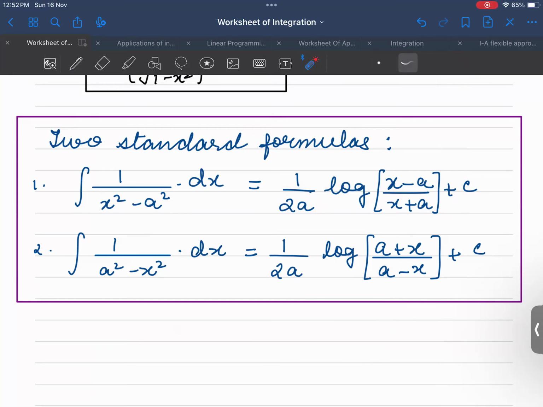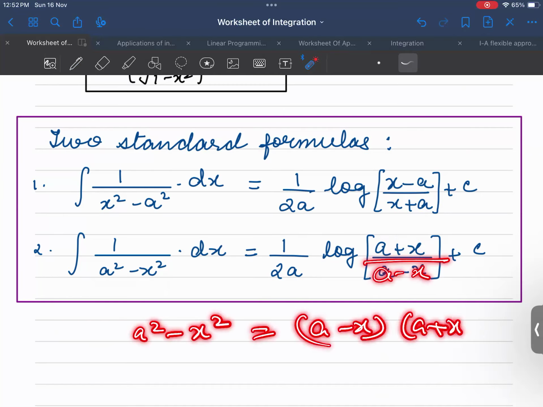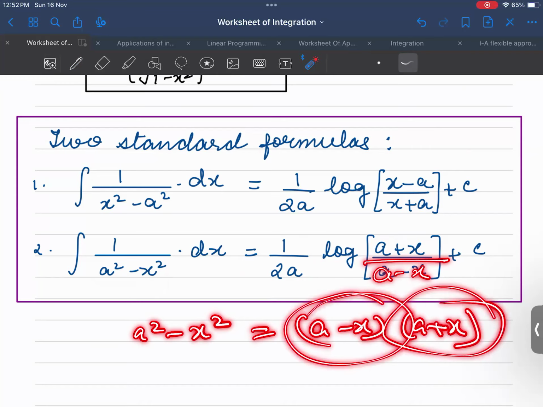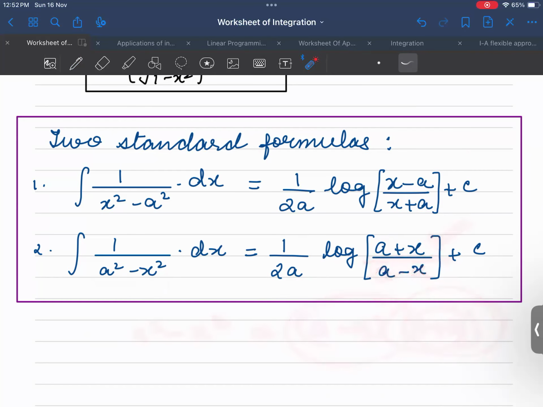If suppose it is a square minus x square, in that case we will write 1 upon 2a outside, but in the log it would be a plus x and a minus x. A square minus x square would be a minus x and a plus x. Two things are there, but in that case the positive one we will keep up in the numerator, and the negative one in the denominator. Is it clear? Okay. Let's do some questions based on it.